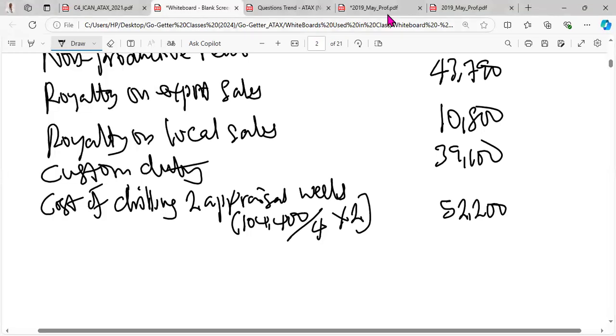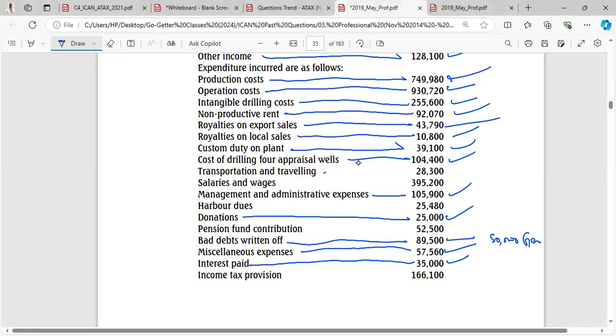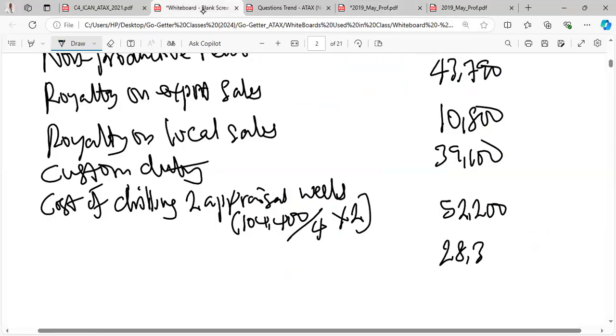All right, so the next one is transportation and traveling. Now, this transportation is not transportation of crude oil. This is normal traveling. Maybe you take a flight, normal transportation to do your official duties, 28,300. So this is transportation and traveling.